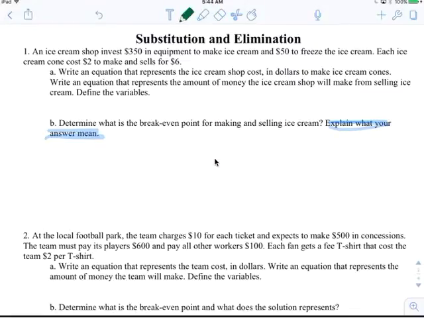I'm going to go over this for every problem. I need you to explain what your answer means. For every problem, you need to determine what your answer means, even when I don't write it. And always define your variable, all that stuff that we did in class.